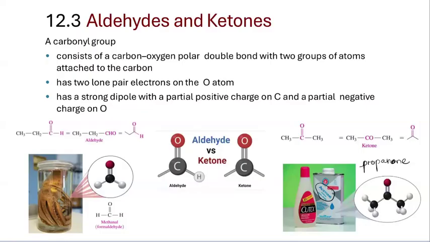You can also see in this slide how we write the condensed structure for an aldehyde, the skeletal structure for an aldehyde, the condensed structure for ketones, and the skeletal form of a ketone. Now let's proceed to learn how to name these two functional groups.